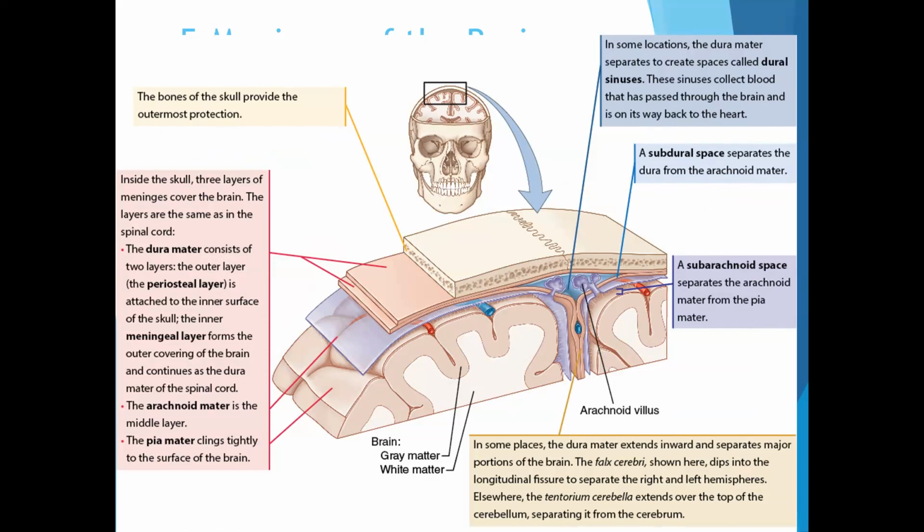And then the last part of this little diagram is that the dura mater can extend inward, and that's how certain parts of the brain are separated by the meninges. So one example of this is the falx cerebri. You don't have to memorize that, but it kind of dips into the longitudinal fissure, and that separates the halves there. So the dura mater is what kind of causes that separation.